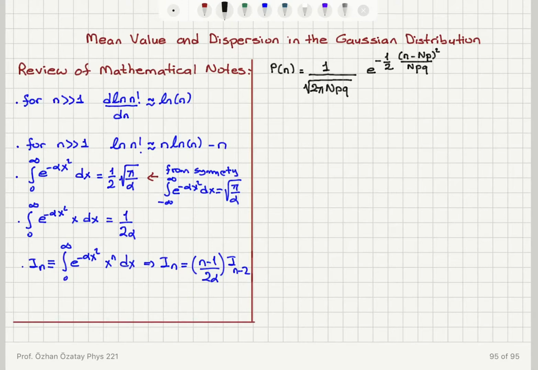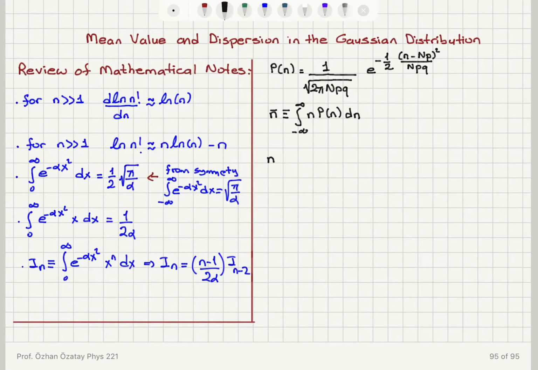Now, how do I calculate the average value or mean value? It is going to be n bar if n is a continuous variable, in which case we use the Gaussian distribution. It's going to be the integral over all possible values of n, n P of n dn. So this is the definition of the average or mean value for a continuous variable. You multiply it with its probability distribution and integrate over all possible values.